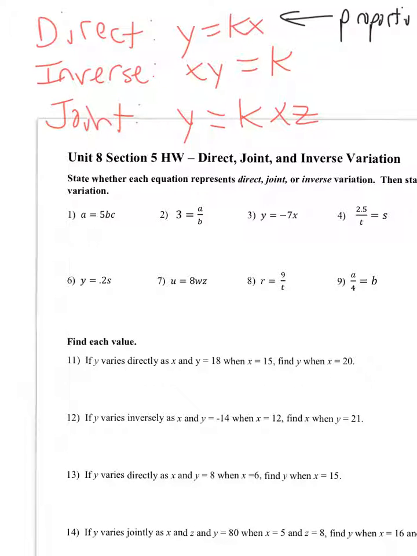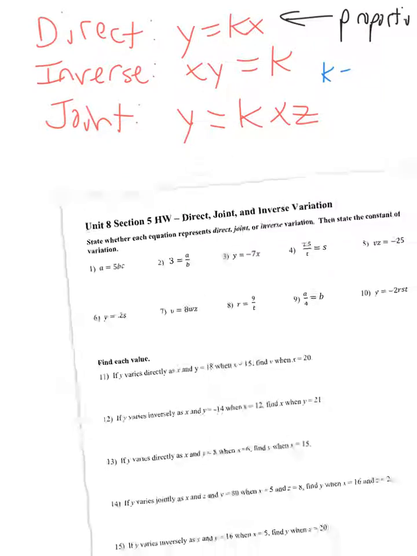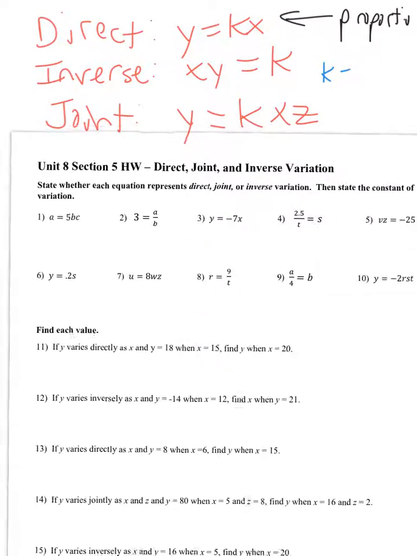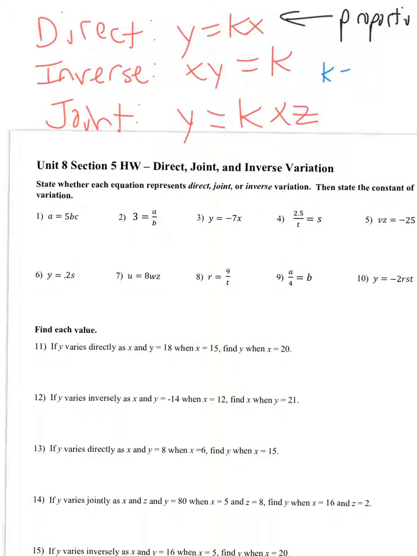Now, a couple things that I didn't add up there. K is always called the constant of variation, and it's going to be a number here. So when we have the constant of variation, that's K, and it will be some number. Okay? And they're not always going to use y and x, or y, x and z if it's joint variation. You just got to recognize the form.